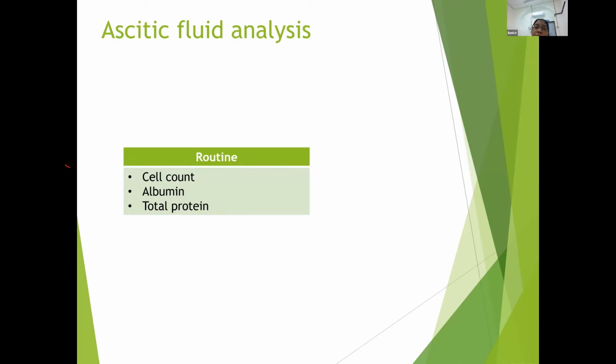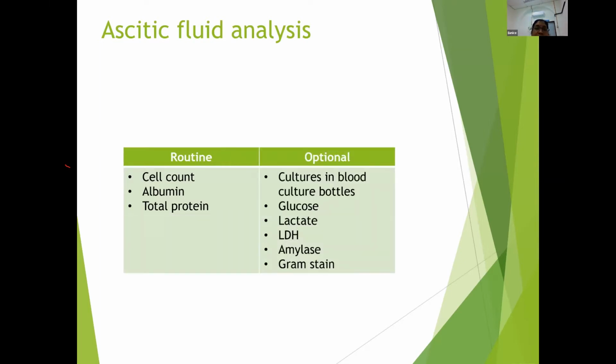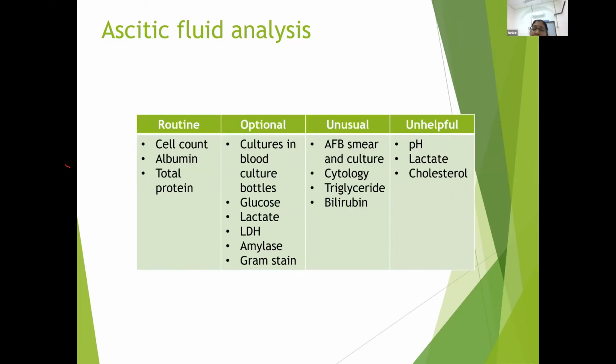The routine ascitic fluid investigations we send are cell count, ascitic fluid albumin, as well as the total protein from the ascitic fluid. The optional investigations you can send are cultures in blood culture bottles, glucose, lactate, LDH, amylase, and gram stain. But the most important investigations you should send are cell count and albumin. We can send other investigations, but they are unusual, and sometimes pH, lactate, or cholesterol level is unhelpful.